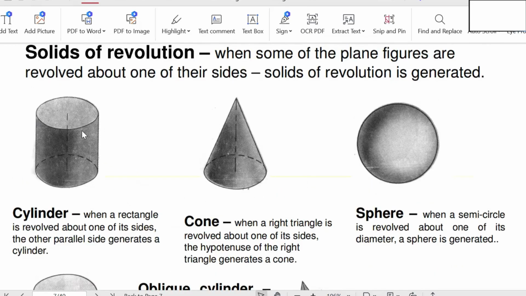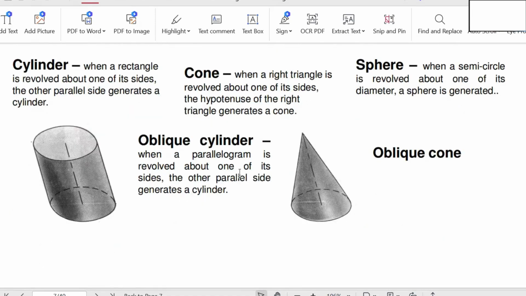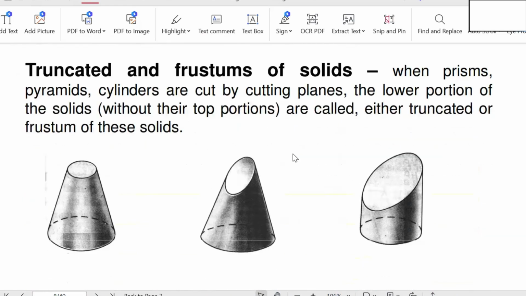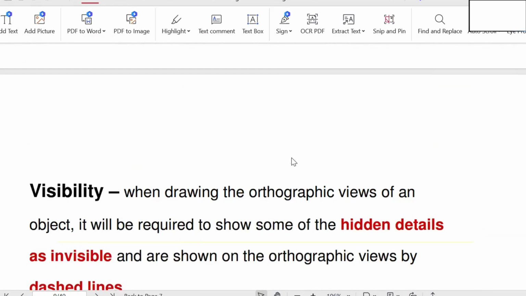Why? Because the axis is perpendicular to the base, perpendicular to the bed. Whereas in the case of oblique, this is the base, horizontal, and the axis is making some inclination, not vertical, not perpendicular. So this is the base. Next, the axis making some inclination. Next.